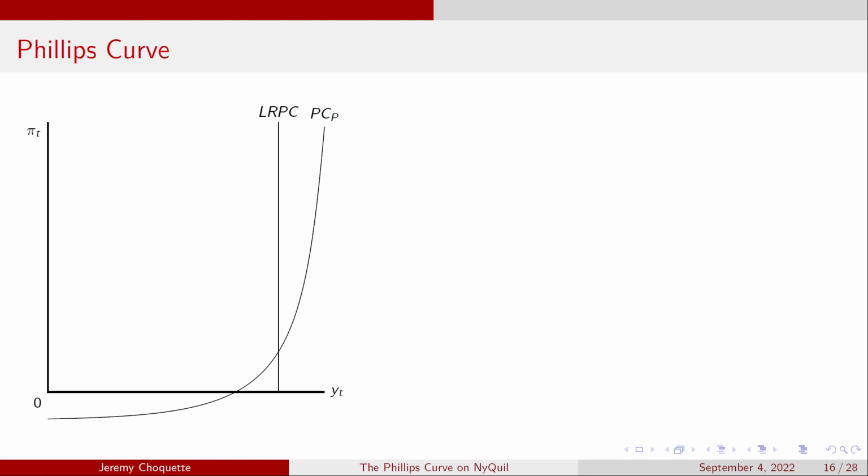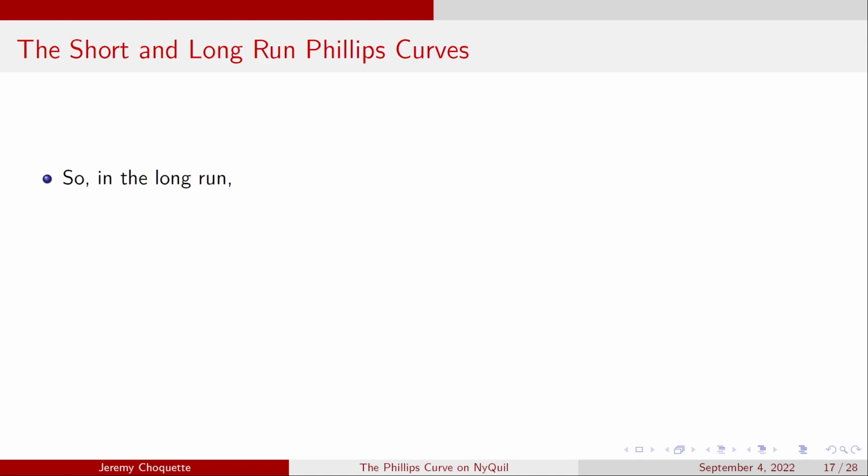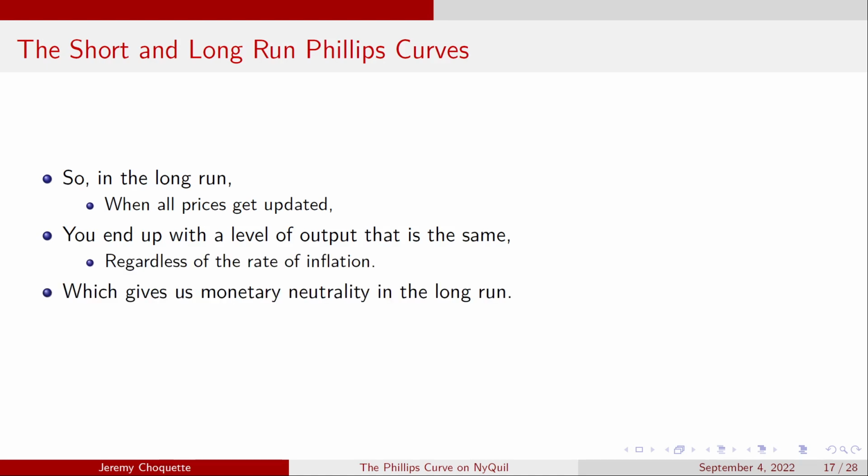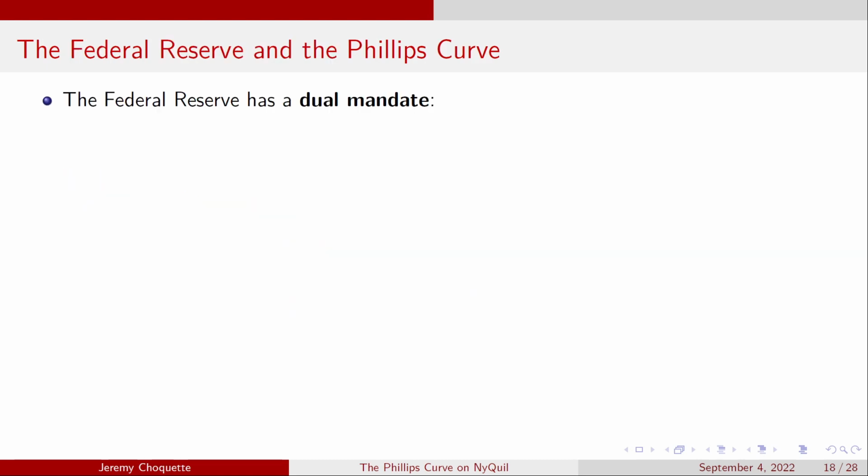The classical dichotomy, recall, real and nominal variables can be analyzed separately. The real variable here is output, and the nominal variable is inflation. So in the long run, when all prices get updated, you end up with a level or a rate of output that is the same regardless of the rate of inflation, which gives us monetary neutrality in the long run. And it lets us revert to the classical dichotomy for analysis, makes things nice and easy on us.